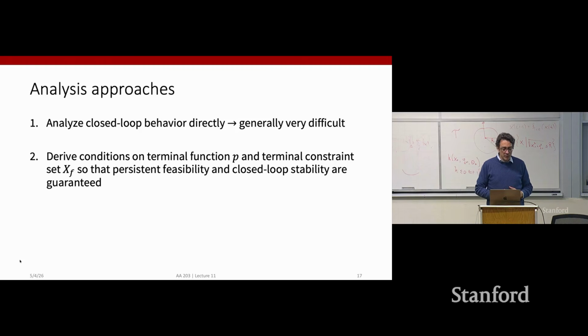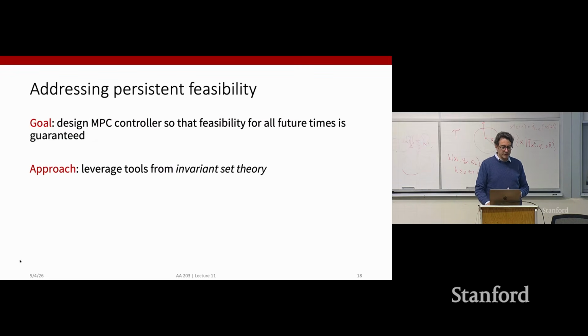Then people realized that a better way is to directly derive conditions on the terminal function p and the terminal constraint set xf, so that persistent feasibility and closed loop stability are guaranteed by design, without having to analyze the trajectory evolutions ad hoc. So what we're going to do next is to first tackle the problem of persistent feasibility. That's the most basic one. If you can't even solve the optimal control problem, then the question of stability is not even relevant. Then, once we solve persistent feasibility, we will see how to address stability. So let's focus on persistent feasibility first.